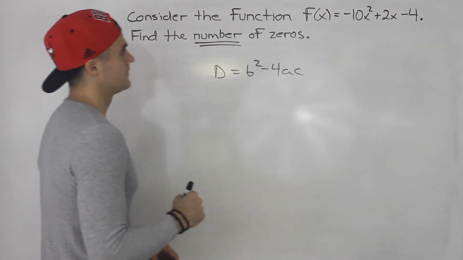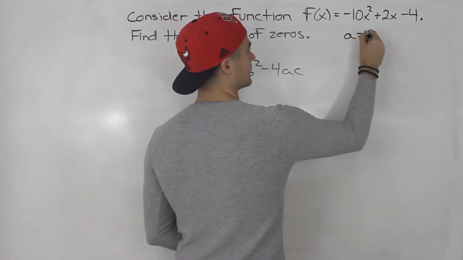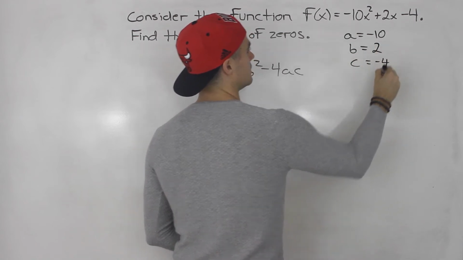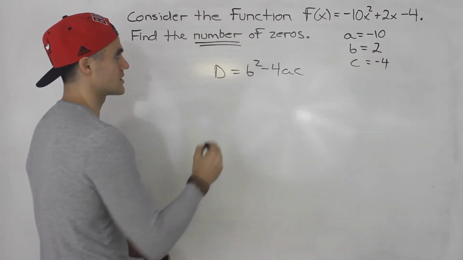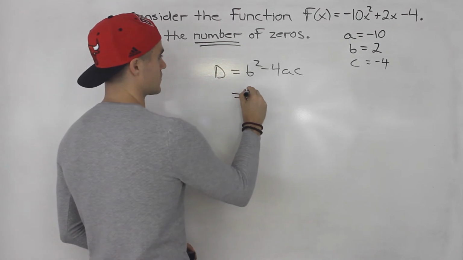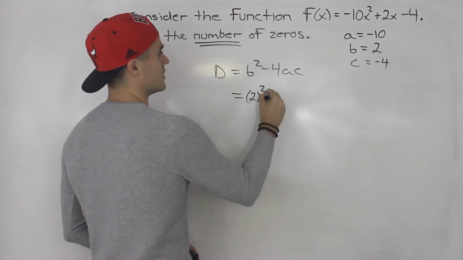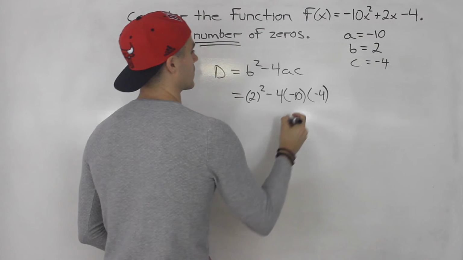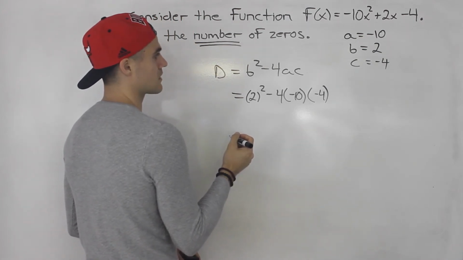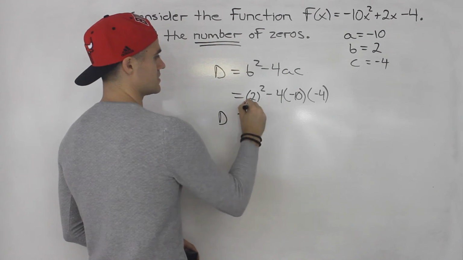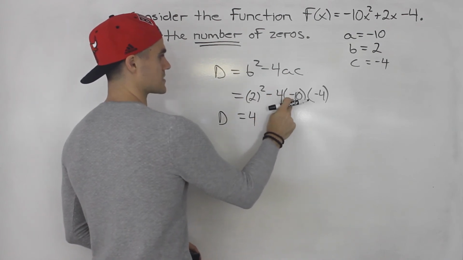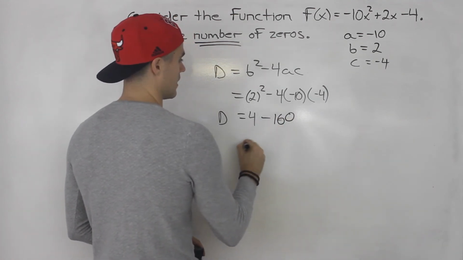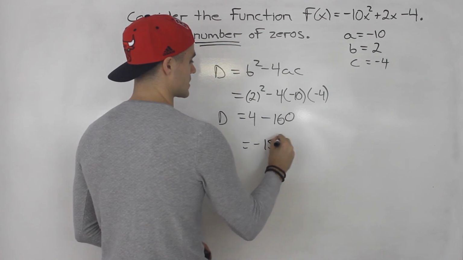So all we have to do is plug the a, b, and c values into the discriminant and see what number we get. So here we'd have b squared, which is 2 squared, minus 4 times the a value, which is negative 10, times the c value, which is negative 4. So this would be 2 squared, which is 4. Negative 4 times negative 10 is positive 40, times negative 4 is negative 160, so this is minus 160 here. Then 4 minus 160 gives us negative 156.